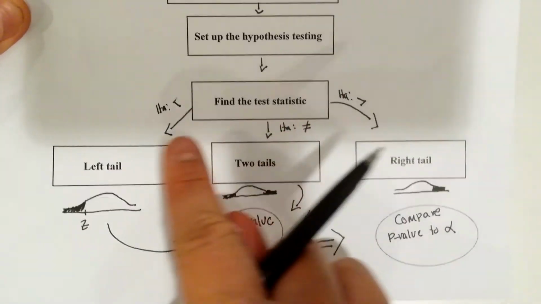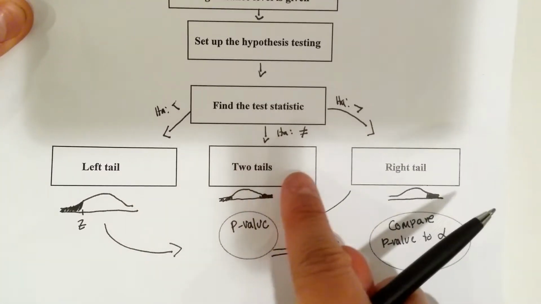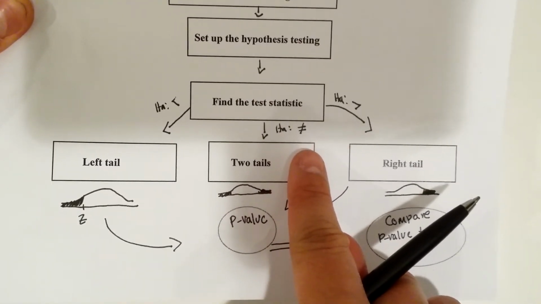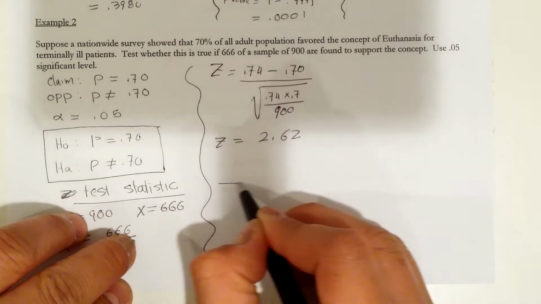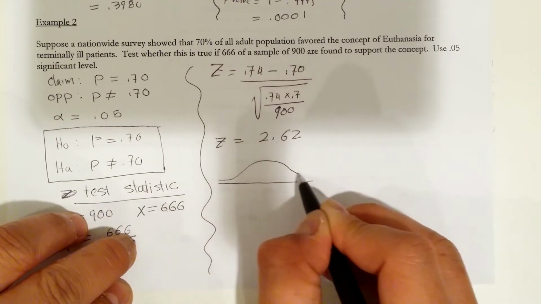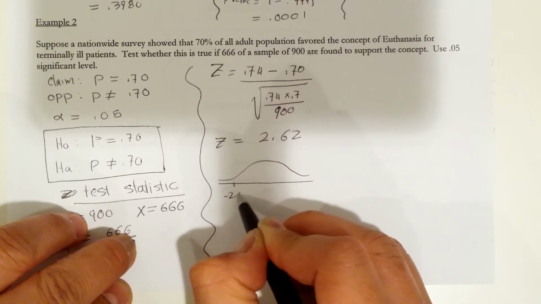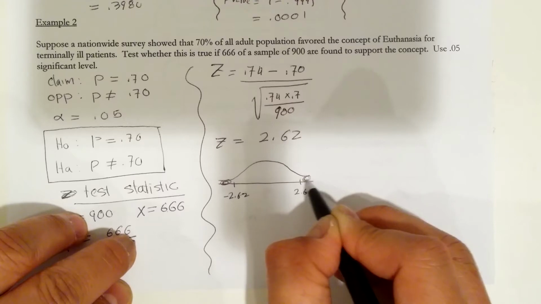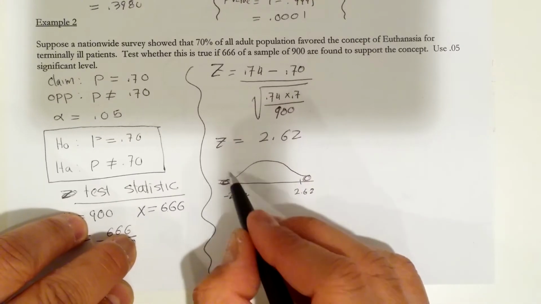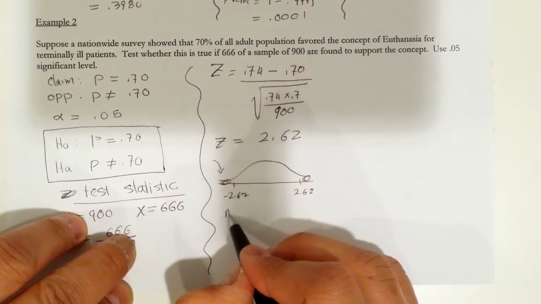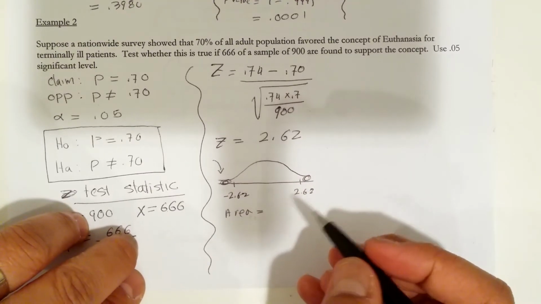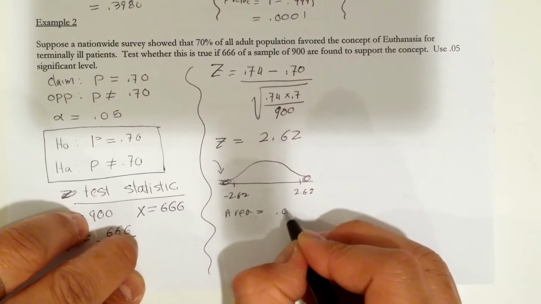Alright, so here's where we're at right now. We found the test statistic, and it's time for us to move on to one of these three. We know that's a two-tail because of the doesn't equal to symbol. So you draw yourself a normal curve, label negative 2.62, label 2.62, shade in the two tails, and then we look up 2.62 to find that area. By looking up 2.62, you're going to get an area of 0.004.